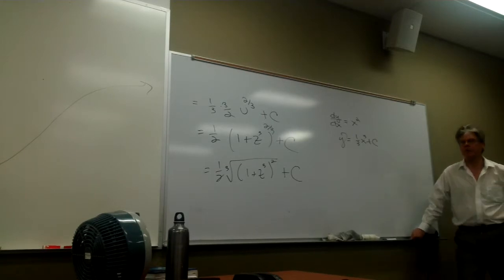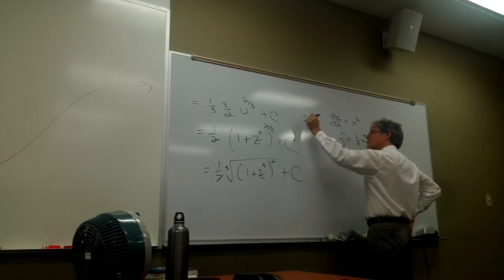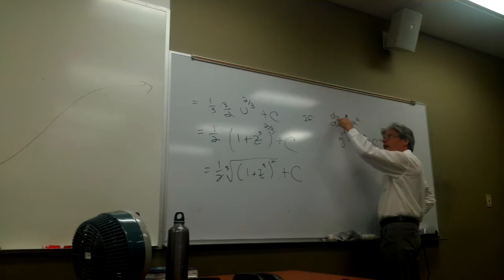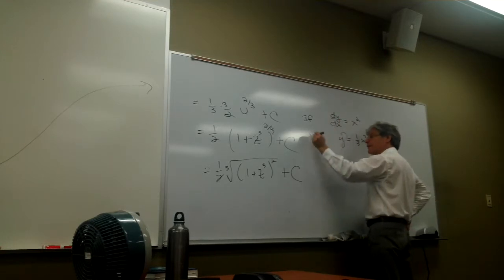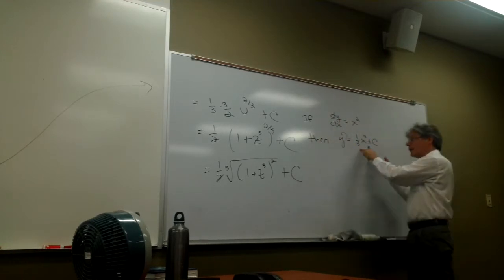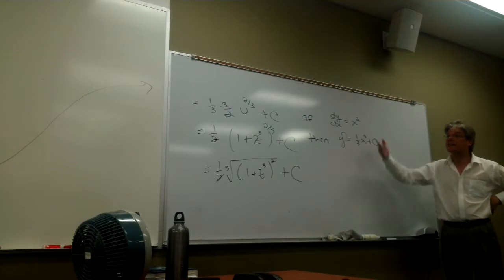Well, maybe I should slip in some more words. What I really mean is this. If the derivative of some function y in terms of x is equal to x squared, then I think my function y has to be this particular expression because I anti-differentiated.